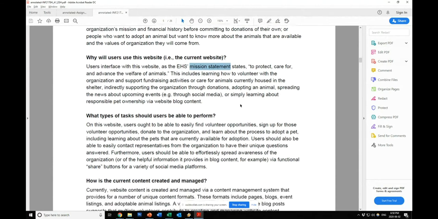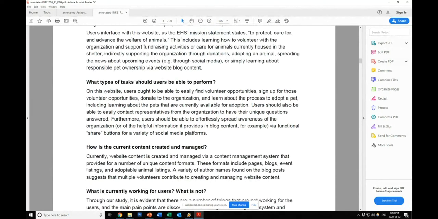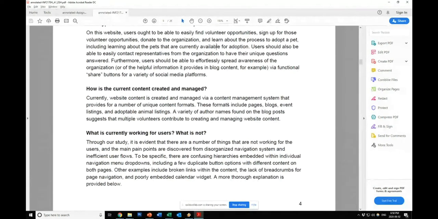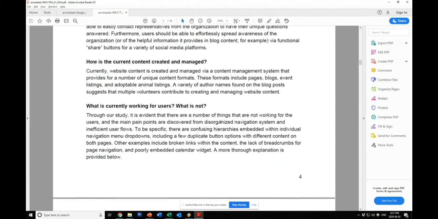Perfect. What type of tasks should users be able to perform? They ought to be able to find volunteer opportunities, sign up for those volunteer opportunities, donate, and learn about the processes to adopt a pet. How is the current content created and managed? So this is their take on the background information in terms of how the content is actually being arranged and actively managed. In this case, they're not mentioning a specific web server or authoring platform, but that's fine. They're simply talking about how it currently is managed.